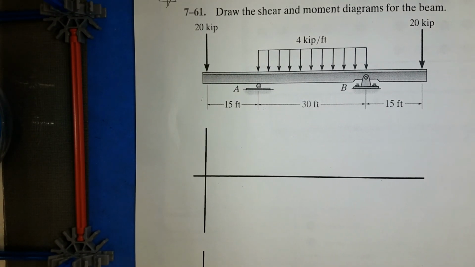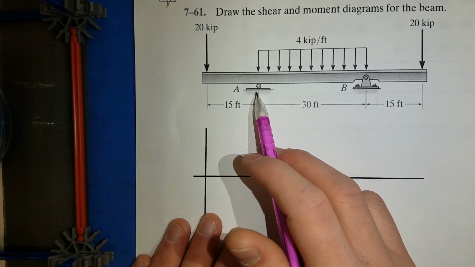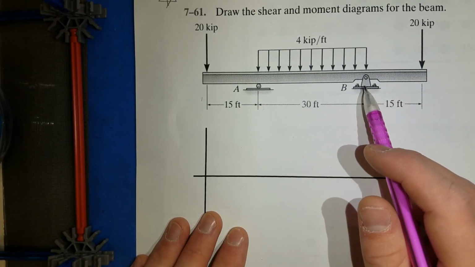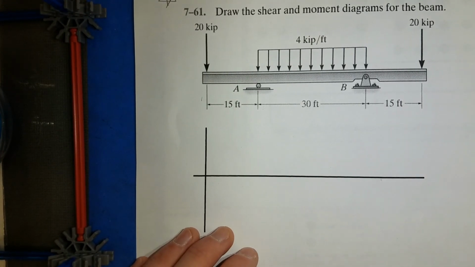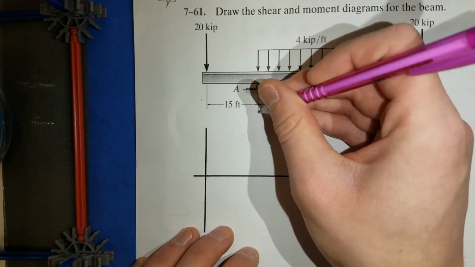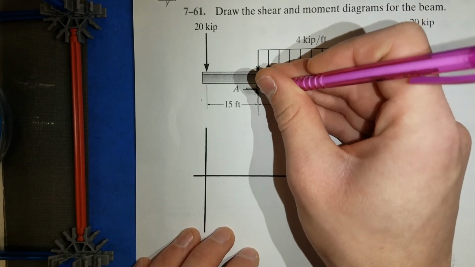The first thing that you want to do for any problem like this is to solve for the force reactions, because we've got the roller here and we've got a pin here. You guys should know how to do that by now. It's just equilibrium equations and whatnot. So I'm going to go ahead and just draw in what they are.